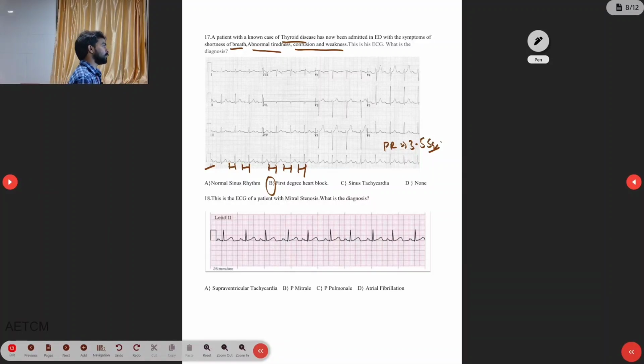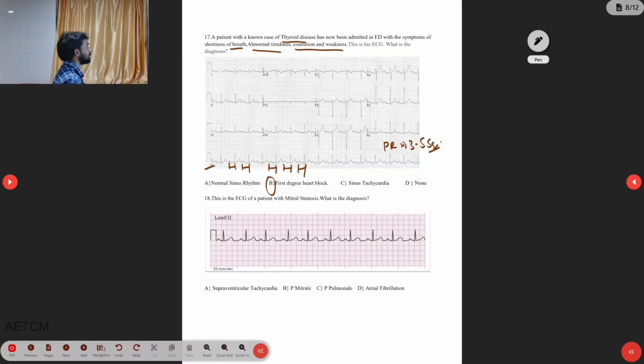But whatever it may be, treat the block as per ACLS guidelines. If the patient is symptomatic, that is, having signs of hypotension, heart failure, chest pain, signs of shock, or altered mental status, then go for atropine, transvenous pacing. You can go for dopamine or adrenaline infusions, or transcutaneous pacing can be tried. But as per this ECG, the answer is B, first degree heart block.